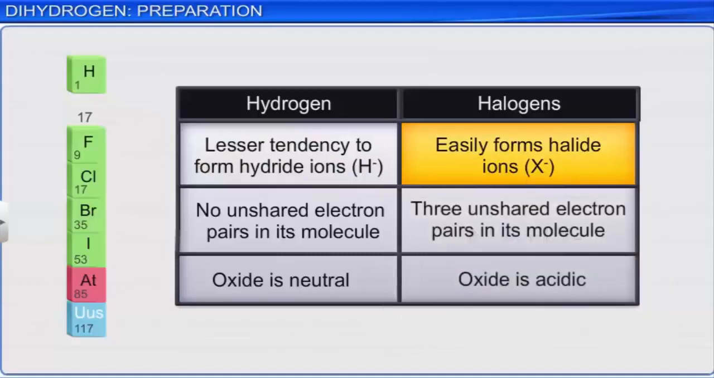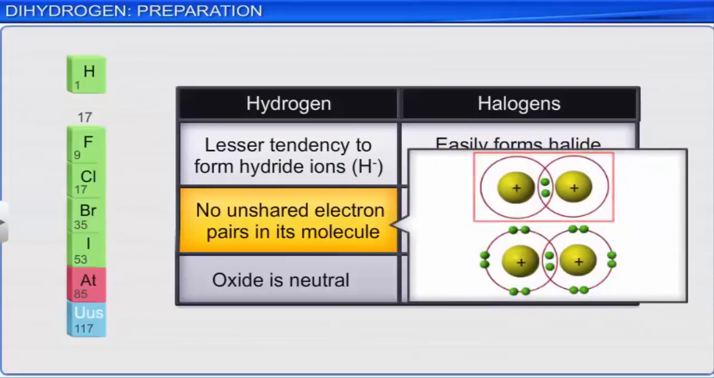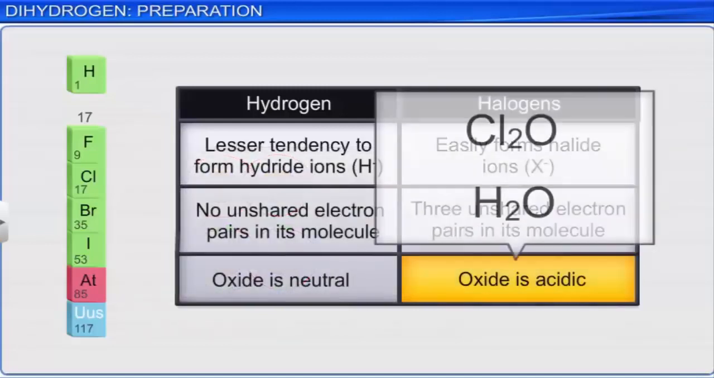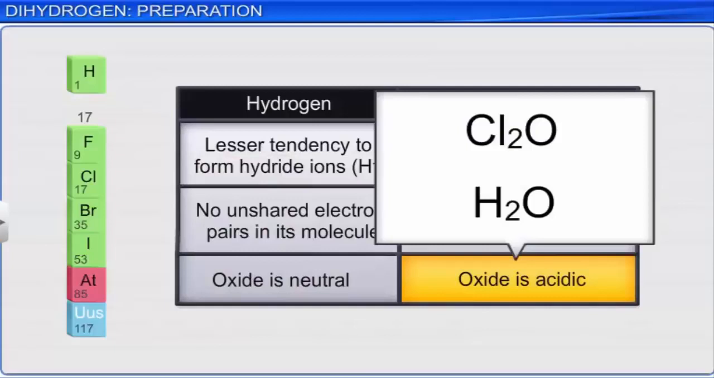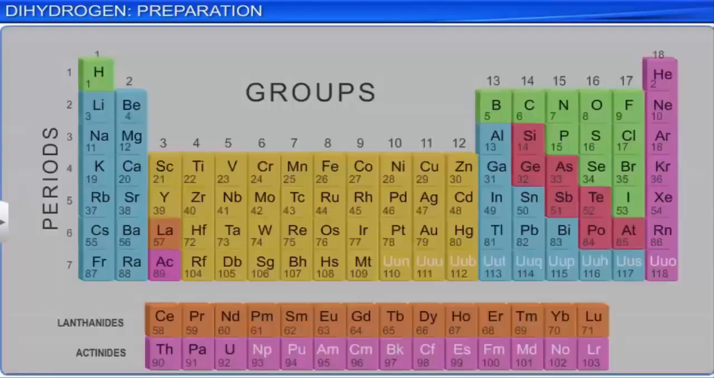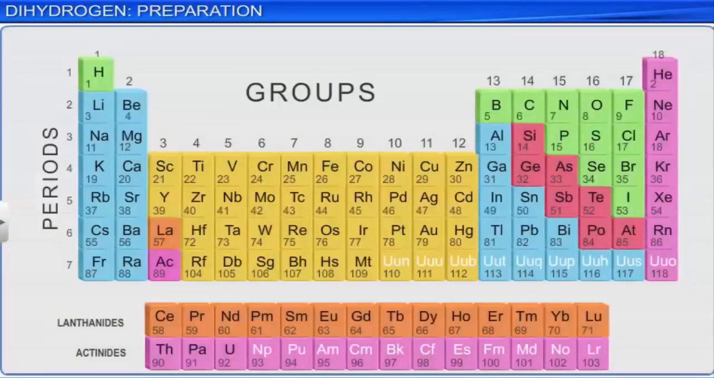In a hydrogen molecule, atoms do not possess any unshared electron pairs, whereas in halogen molecules, every atom has 3 pairs of unshared electrons. The oxides of halogens, such as chlorine oxide, are acidic in nature, whereas hydrogen oxide or H2O is neutral. Because of this unique behavior of hydrogen, it is placed separately in the periodic table.